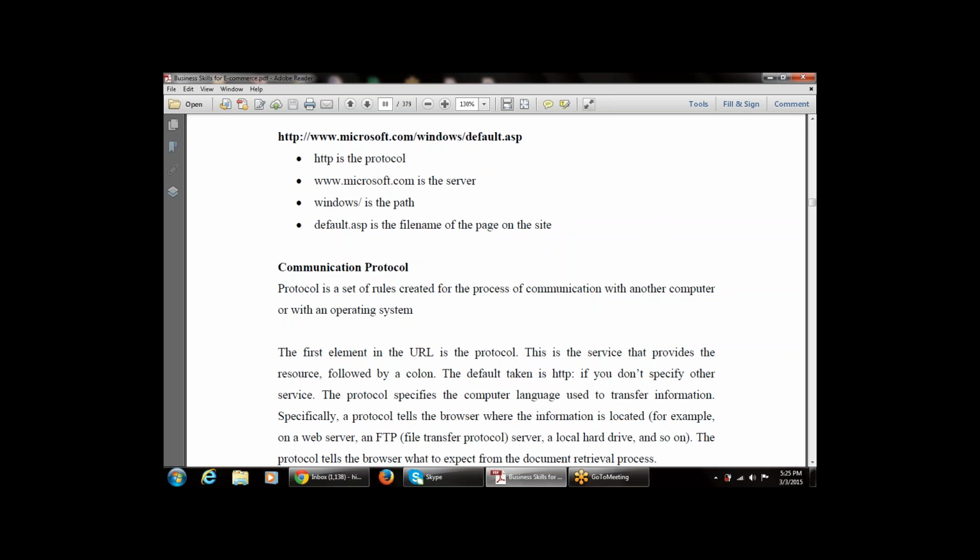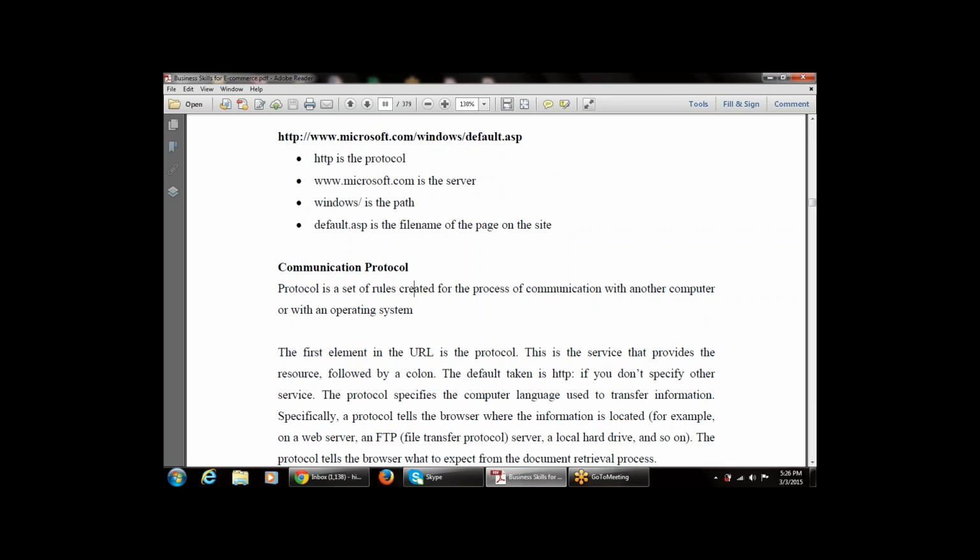That is the default one that is generally used with the URL, the HTTP. If you don't specify another service, that is the default one. If you do not specify something, this is the default one that is available with the URL. So the default taken is HTTP if you do not specify another service.